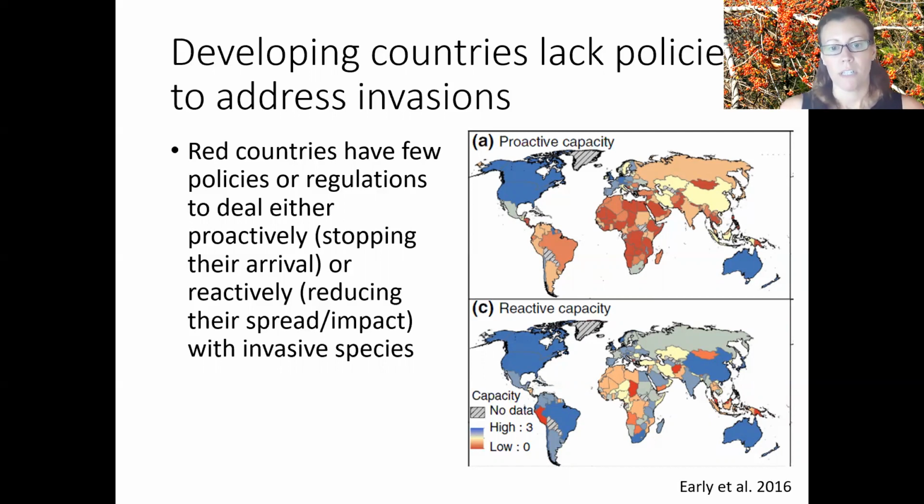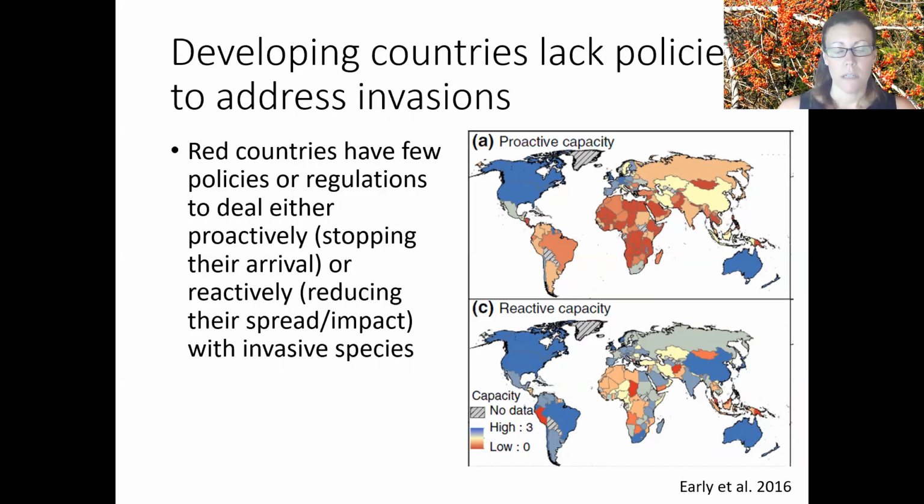You can notice especially that there's a clear geographic trend in the lack of capacity, especially for proactive, but certainly for reactive as well, where parts of the world like Africa, South and Southeast Asia, South America, developing countries of the world do not have the invasive species regulations.